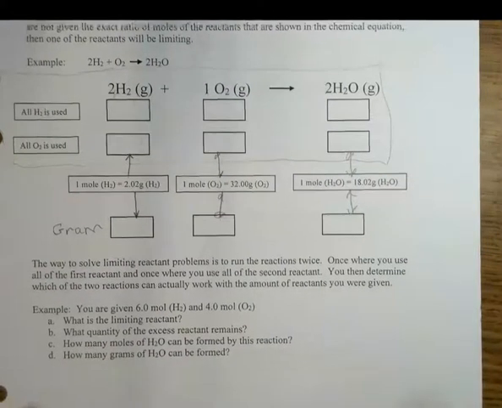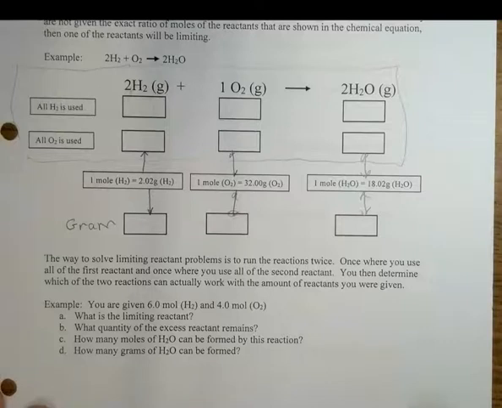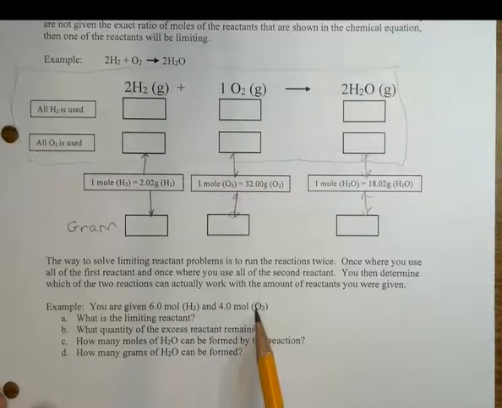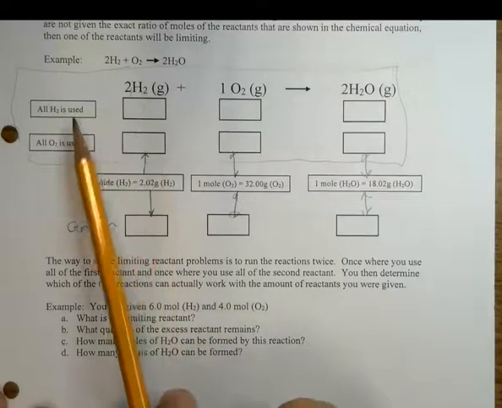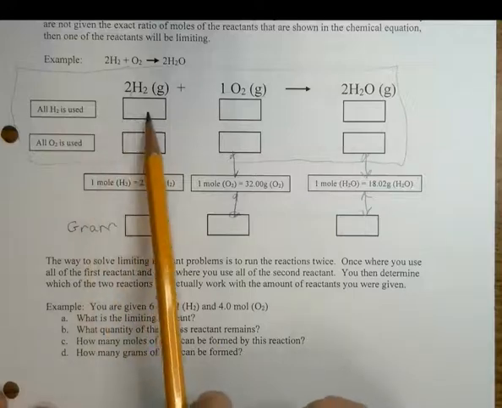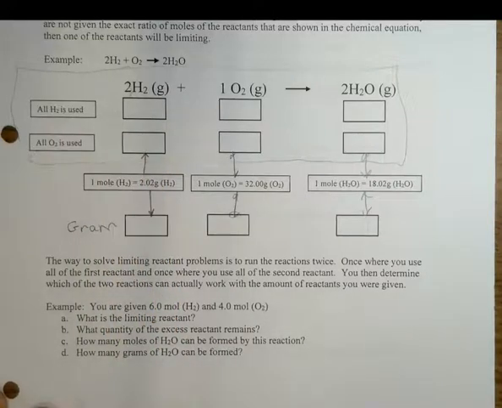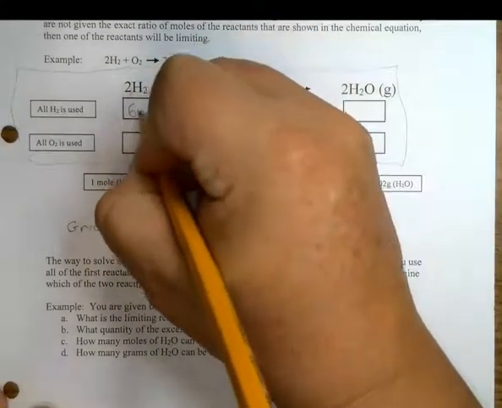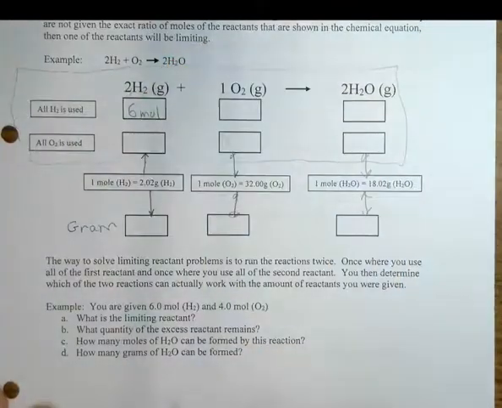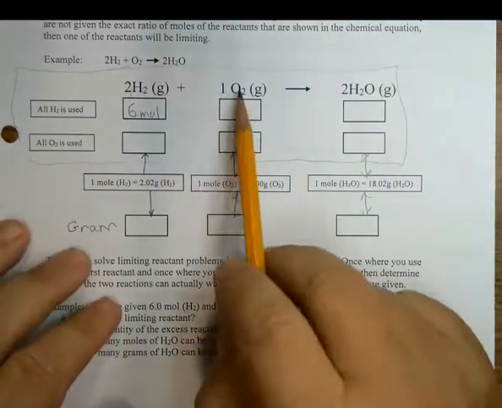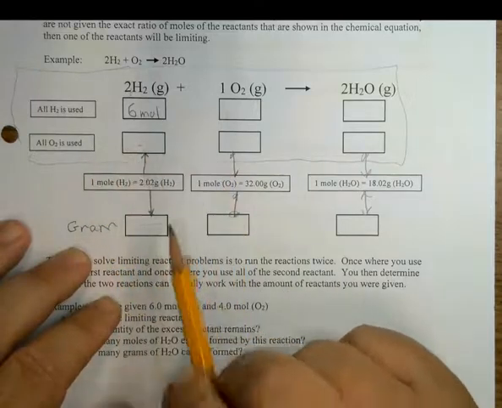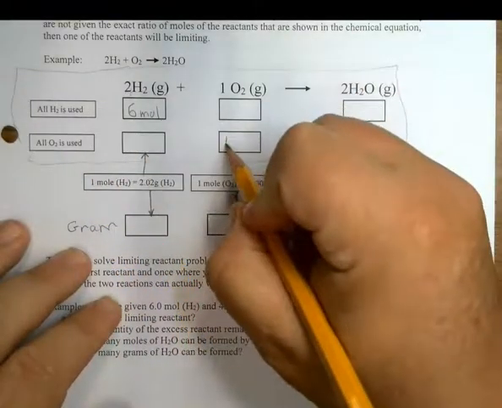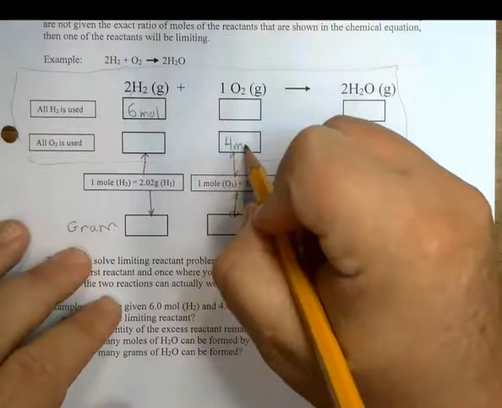for a given set of reactants? So here's the example we're going to use. You're given 6 moles of H2 and 4 moles of O2. So what I'm going to do is in the H2 column right here, and where it says all H2, I'm going to use all of the H2 it says we were given, which is 6 moles. And it says we're given 4 moles of O2. So in the O2 column here, and in the row that says all O2, I'm going to assume we have a reaction where we use all of the O2.